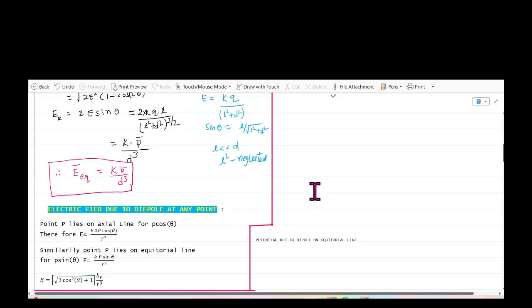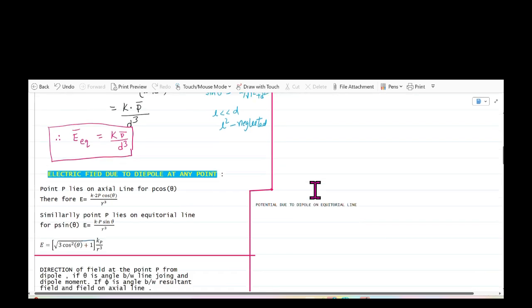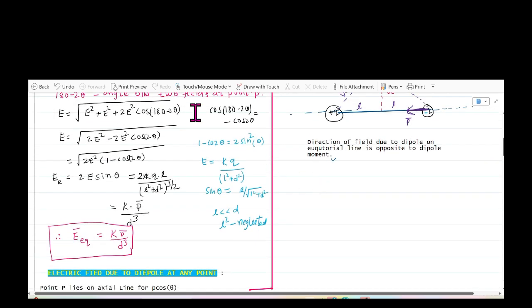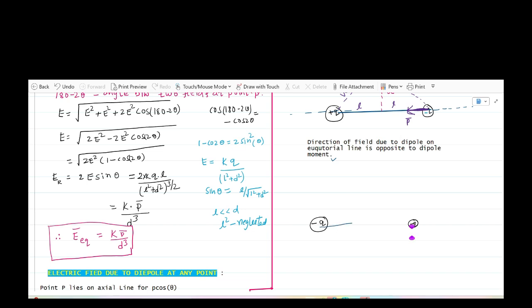So now, the electric field at any point, field due to dipole at any point. Let's consider here again a dipole. One charge is plus Q and the other charge in the dipole is minus Q. These two are separated by a finite distance, that is 2L. For understanding, for completion of the diagram only, we are taking this much distance, but generally these are small only. This is the equatorial line, we know. This line is called the axial line. Now somewhere there is a point P here.